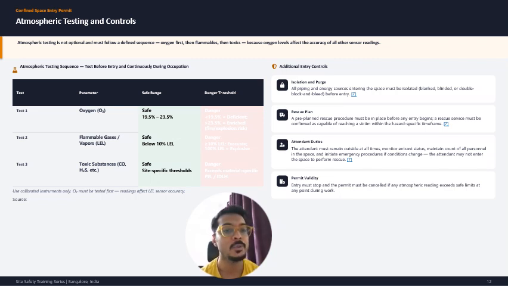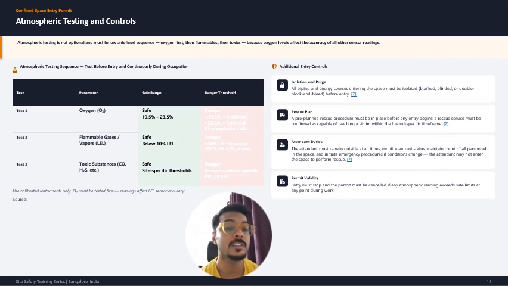Step two: we consider the flammable gas level. If it is below 10%, it is good to go, safe. If it is more than that, it can be risky, and if it is 100%, forget about it, it can be explosive.